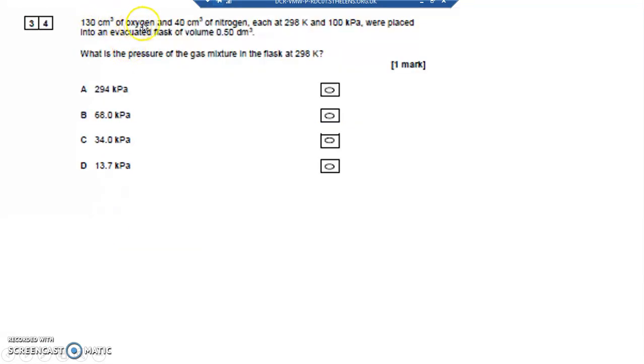130 centimetres cubed of oxygen and 40 centimetres cubed of nitrogen at 298 Kelvin and 100 kilopascal pressure were placed into an evacuated flask. What is the pressure of the gas mixture? I've got pressure, I've got volume. I've not got the gas constant, interestingly enough. They usually give me the gas constant, but they haven't in this case, which is very rare. But I'm going to have to use PV equals nRT. My total volume of gas is 170 centimetres cubed. I need to get that into metres cubed. I've got temperature in Kelvin, that's correct. I need to get pressure into pascals by multiplying by 1,000.